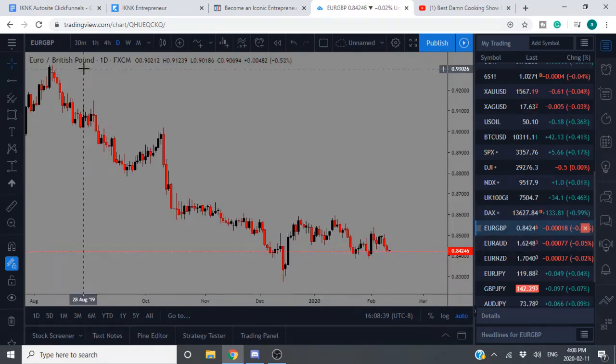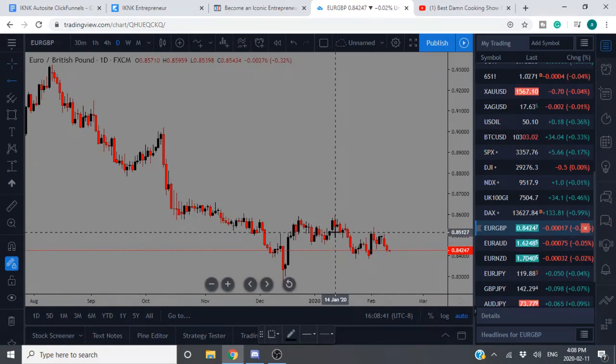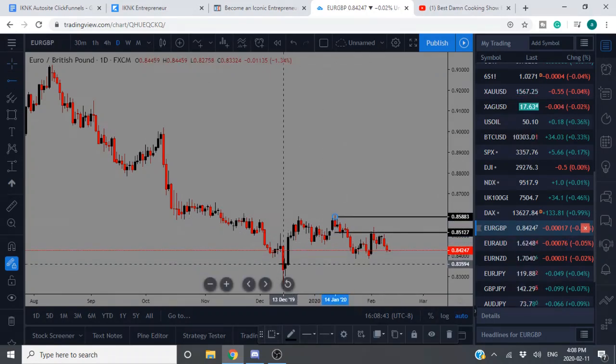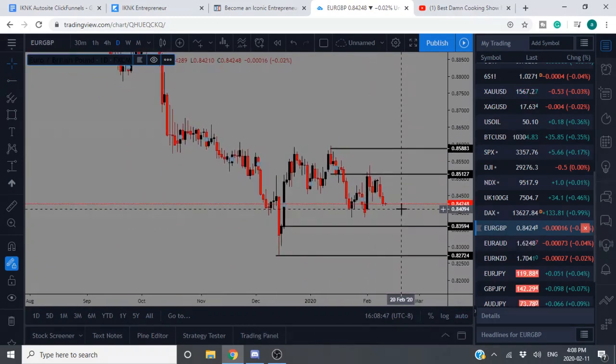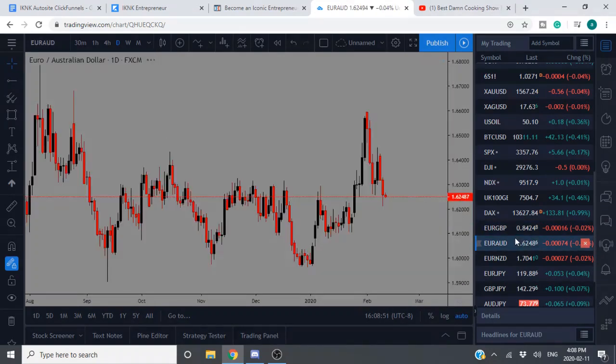Euro pound. Daily time frame. We have that daily supply, daily demand down here. Yeah, I'm not really interested in selling this. Let's skip this. That hasn't been on my radar for a while.